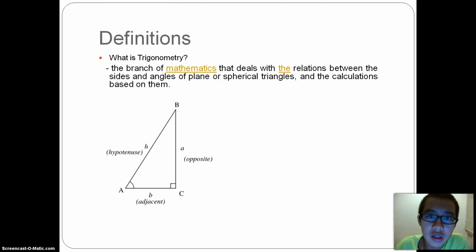What's trigonometry? It is the branch of mathematics that deals with the relations between the sides and angles of plane or spherical triangles and the calculations based on them. What we have here is a right angle triangle, and the hypotenuse is always the longest side. The small letters a and b are the opposite and adjacent. Both of their lengths are always shorter than the hypotenuse, which is h.